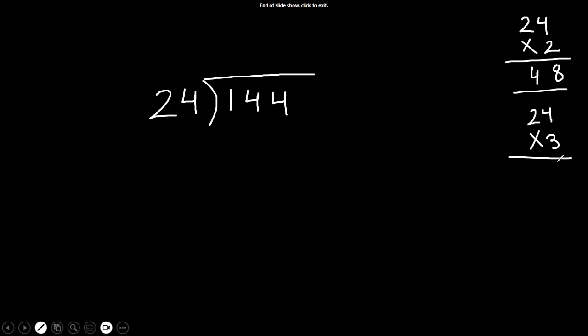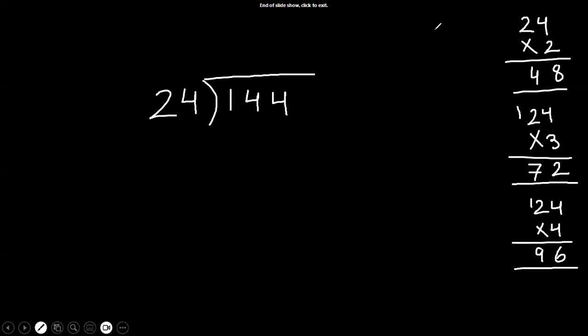3 times 4 is 12. Put the 2 down, put the 1 up. 3 times 2 is 6 plus 1 is 7. So we can't use 3. Let's try 4. 24 times 4: 4 times 4 is 16. Put the 6 down, put the 1 up. 4 times 2 is 8 plus 1 is 9. So it's 96. We can't use 4.